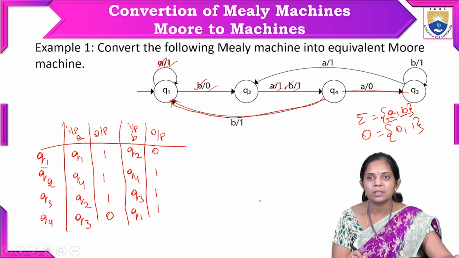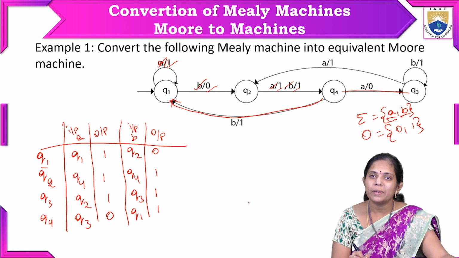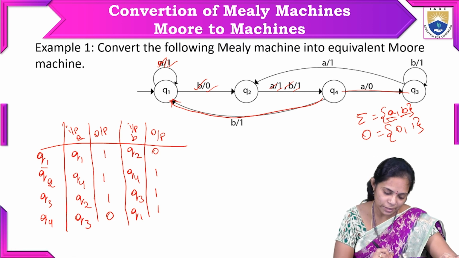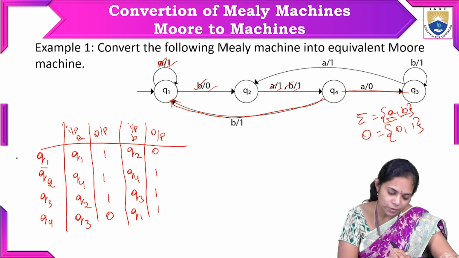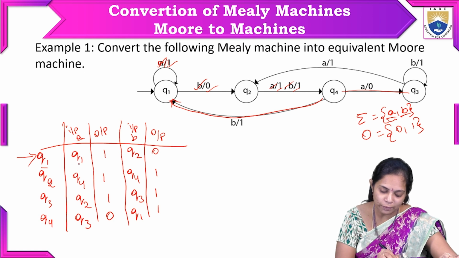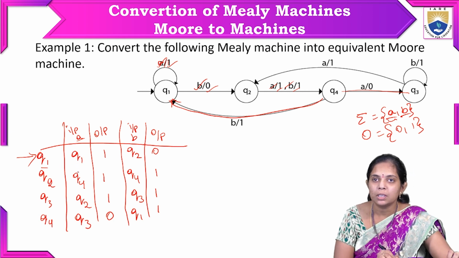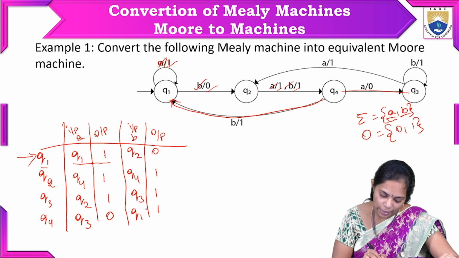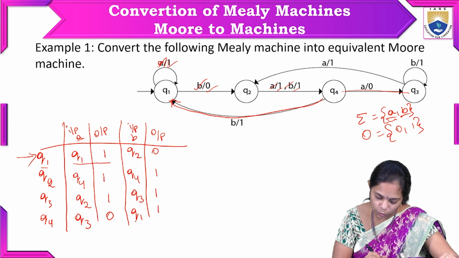So here we have constructed a transition table. By seeing this transition table, we can convert this Mealy machine to a Moore machine. How is it done? First we initialize with Q1, and we check the outputs. From the state Q1, how many different outputs are there? Q1 has output 1.